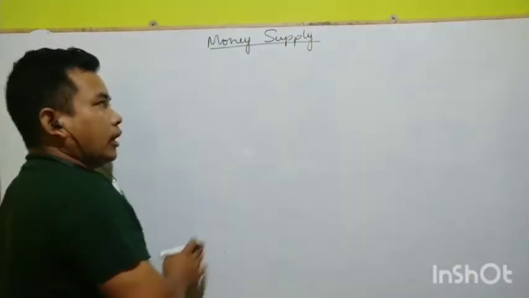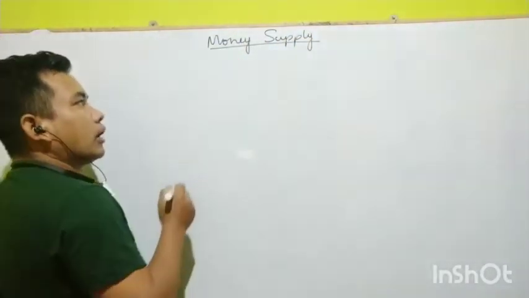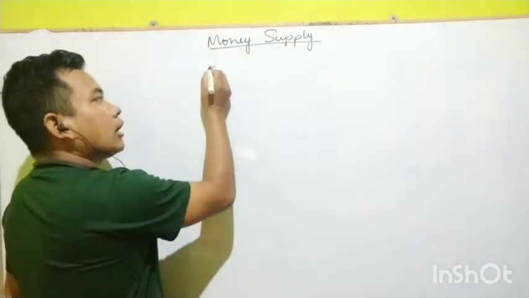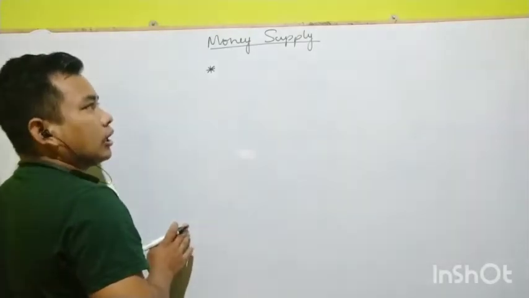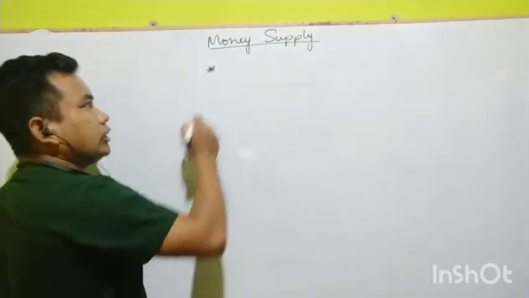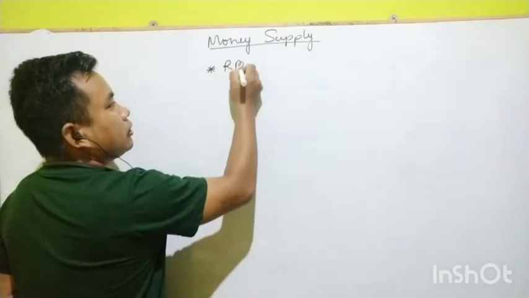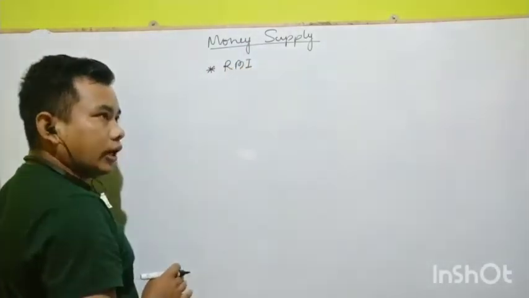Who supplied money in India? First one is the Reserve Bank of India.